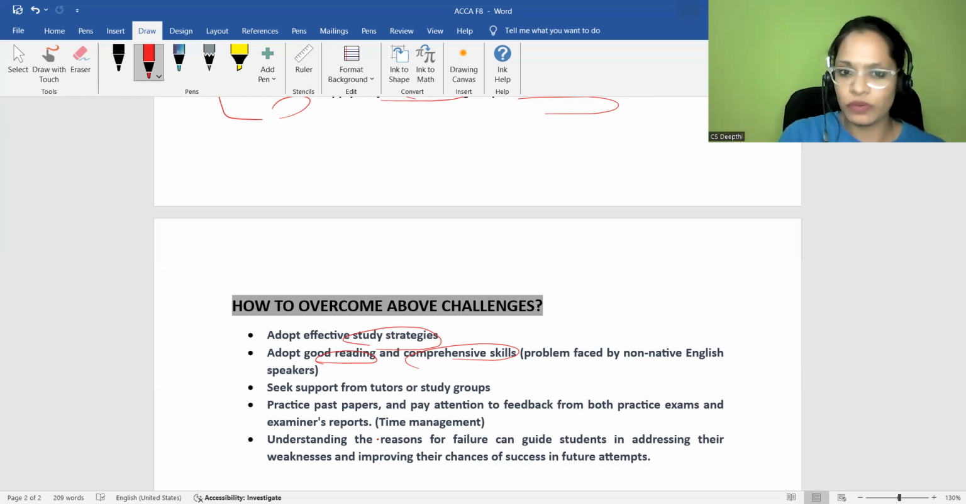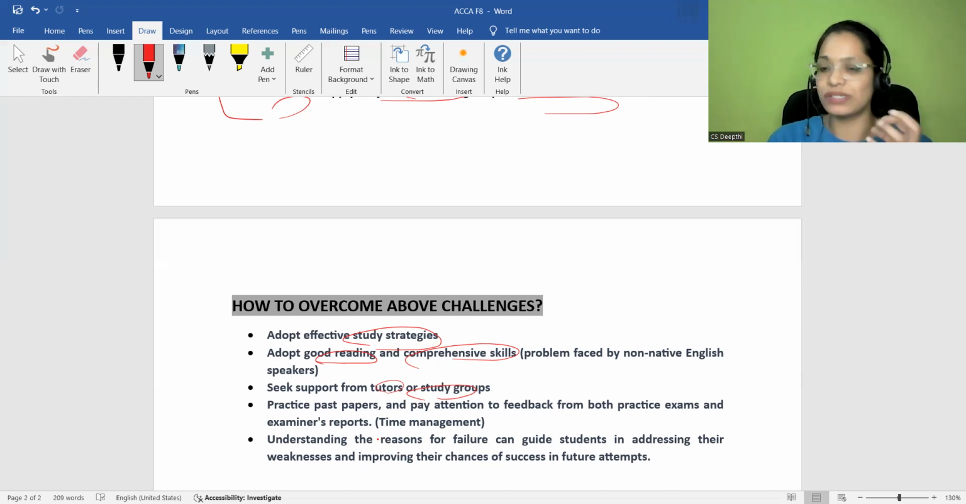And seek support from tutors and study groups. If you already have any mentors, please take suggestions from those mentors. Or if you have a study group, please take suggestions and support whenever you want. Practice test papers, practice mock test papers. If you practice those mocks and previous question papers, you will get to know about time management properly. So you can overcome this time management factor.